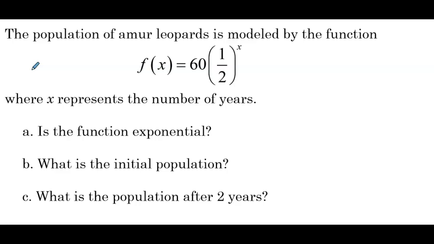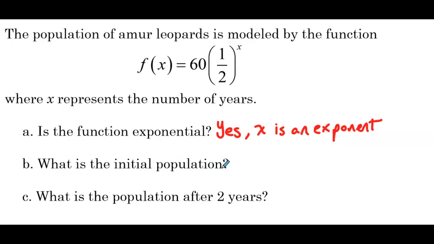The population of Amur leopards is modeled by the function f of x equals 60 times 1/2 to the x, where x represents the number of years. So is the function exponential? To answer that question, look at the variable. In this case, it's x, and that's in the exponent of the function. So yes, x is an exponent.